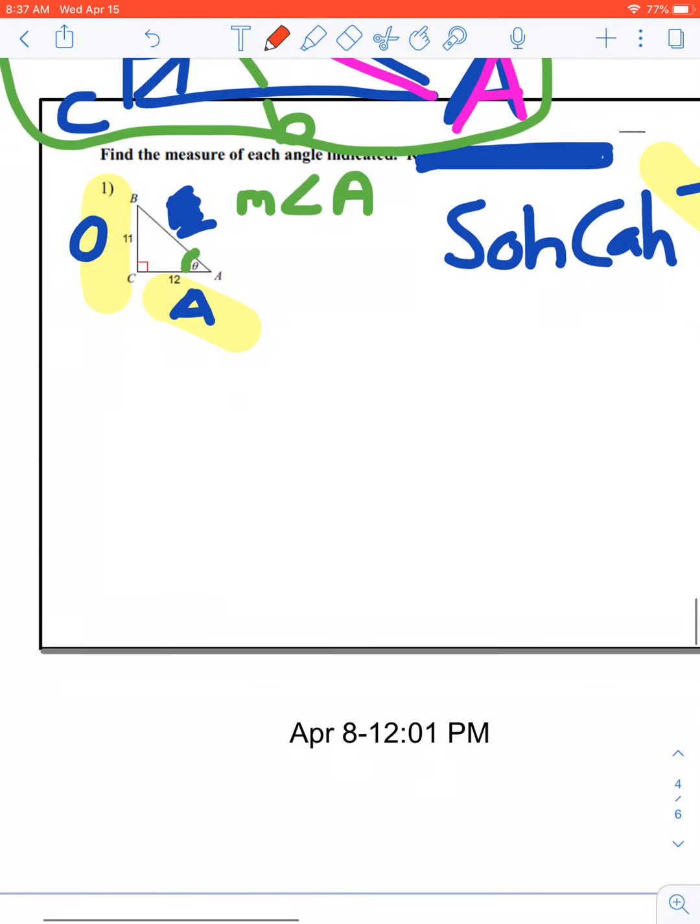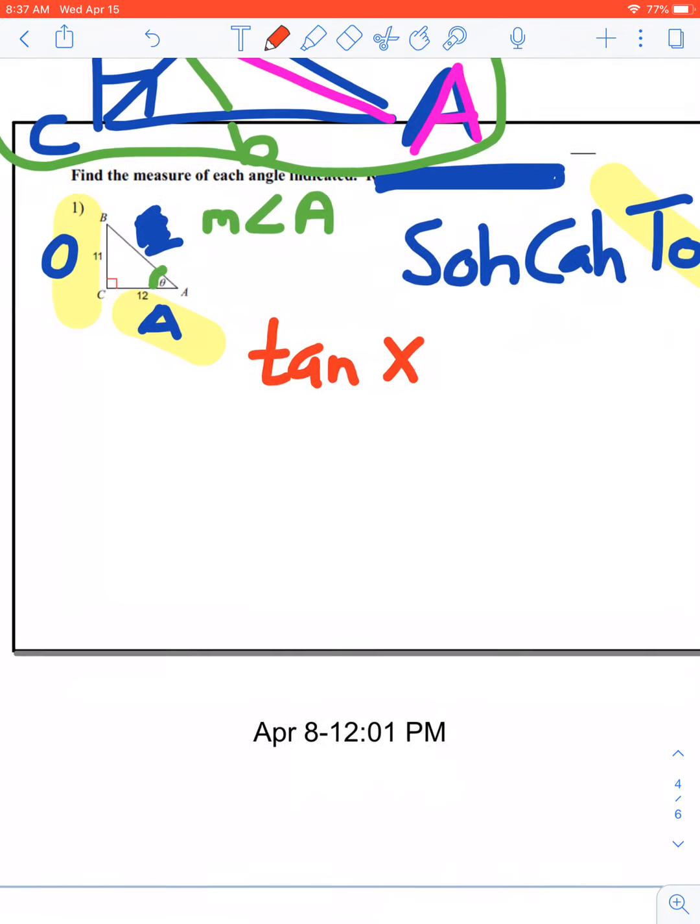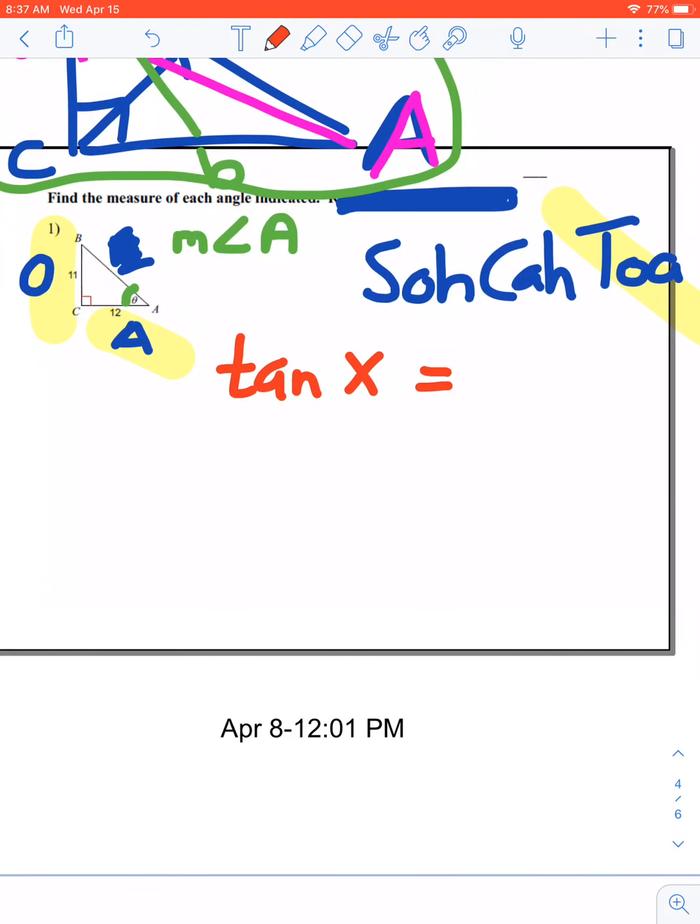So what does that look like? Well, I have the tangent of my given angle, which I don't know yet. You can put that symbol there, or you can also put an X there. Doesn't matter whatsoever. You're finding the measurement. Equals opposite over adjacent. Okay?